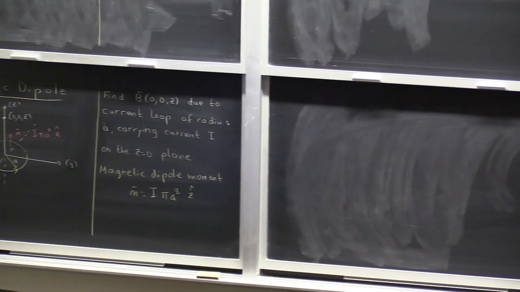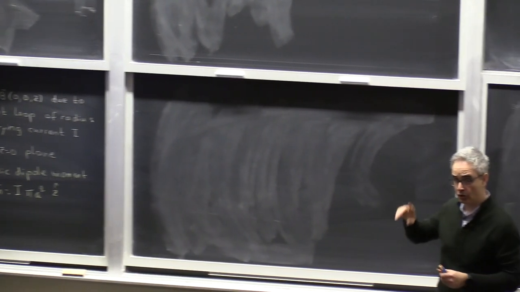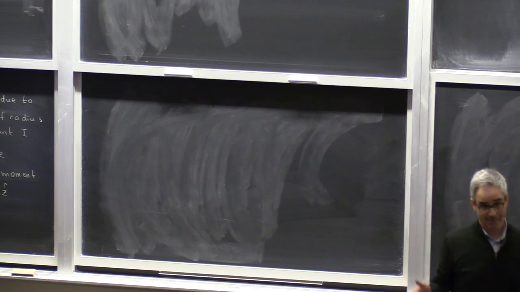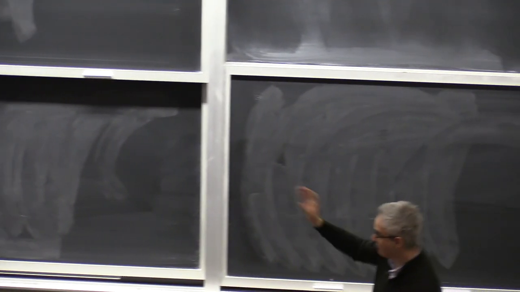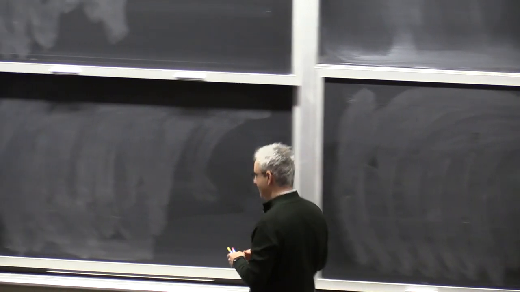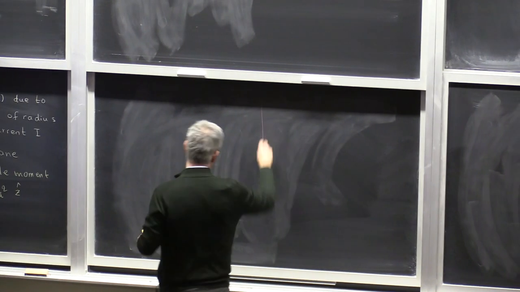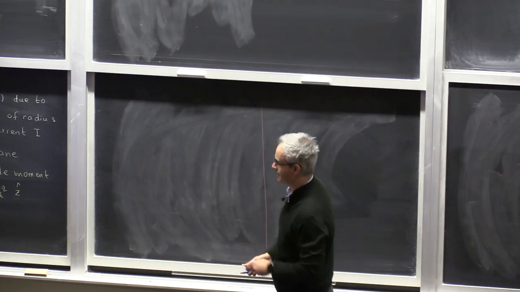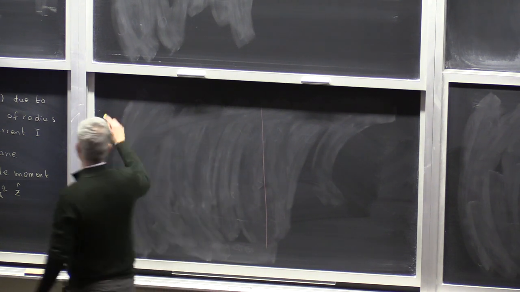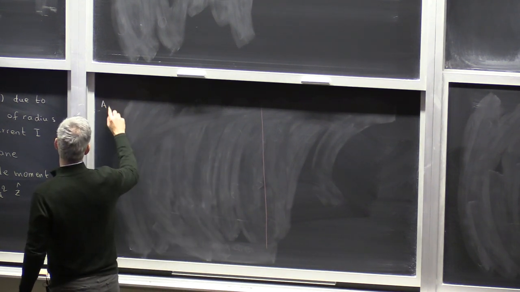And that magnetic flux I will calculate for an observation point on the z-axis. So my observation point is on the z-axis. I won't do the general calculation of the magnetic flux from a magnetic dipole. I am just interested in the magnetic flux line along the z-axis. To do that, I will apply the Biot-Savart law.